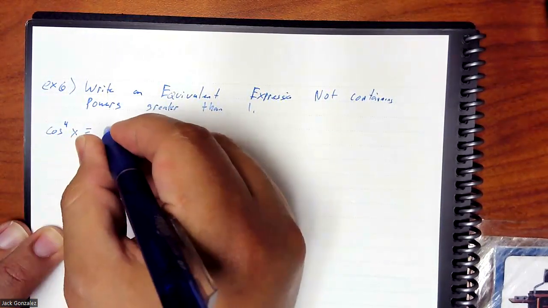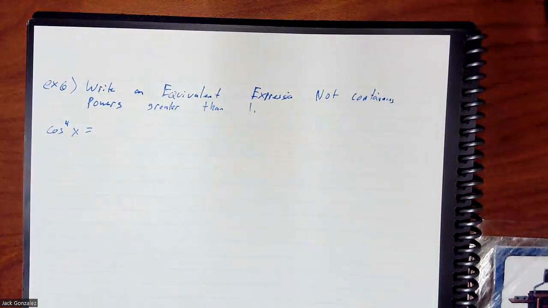So this is a power reducing question. If you have cosine to the 4th, reduce it until you have only powers of 1 on all your trig functions. That's what they're asking. They're just regular cosines, no cosine squareds or 4ths or 3rds. That's what they're asking.